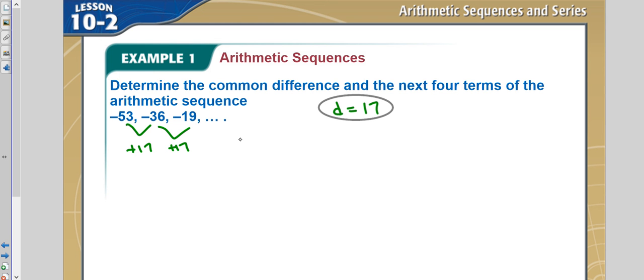And we could come up with the next four terms by continuing to add 17. So the next number would be negative 2. And then after negative 2, we'd add 17, we'd get positive 15. Add 17, we'd get 32. And one more time, we would get 49. These would be the next four terms in this sequence.